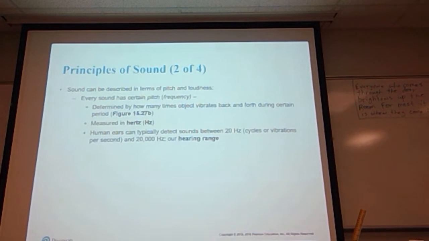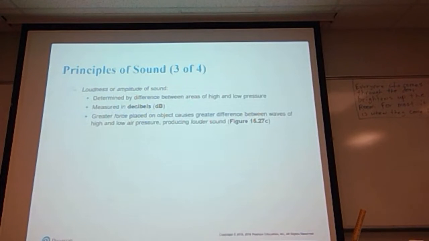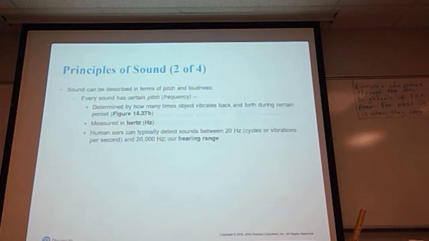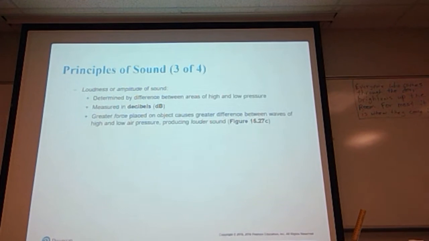Below 20 and above 20,000 are sounds we cannot hear. Loudness, or amplitude, is determined by the different areas of high and low pressure. Loudness is measured in decibels, and pitch is measured in hertz.